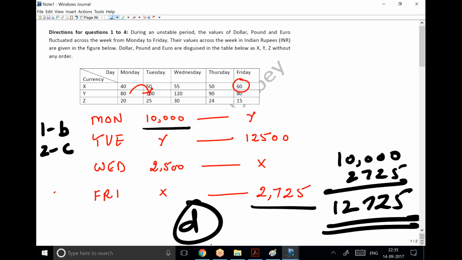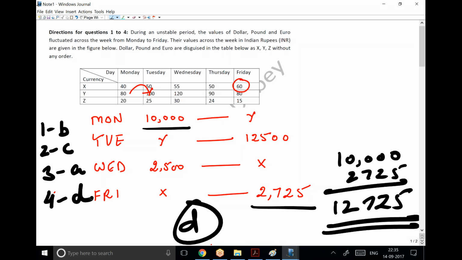So the right answers, I will tell you. For question number 1, answer option B is right. For question number 2, answer option C is right. For question number 3, answer option A is right. And for question number 4, answer option D is right. These are the right answers for this case set. I hope you're not having any doubt in this particular case set.